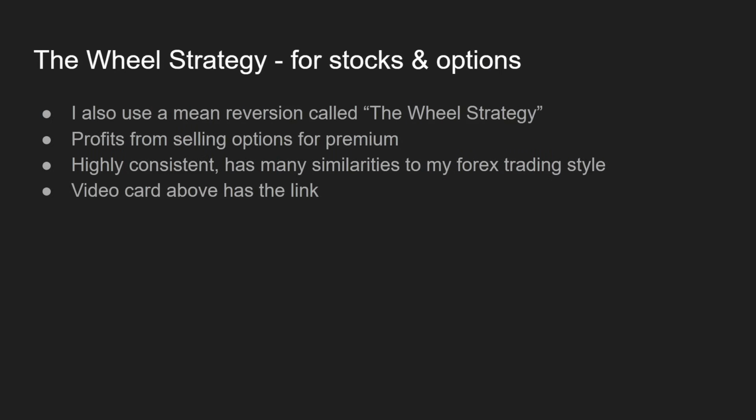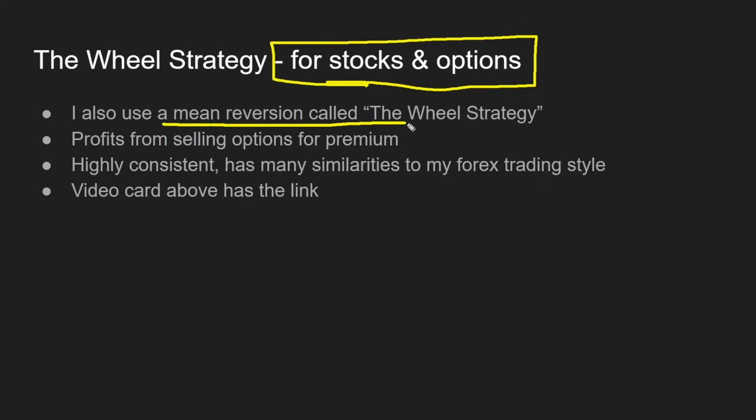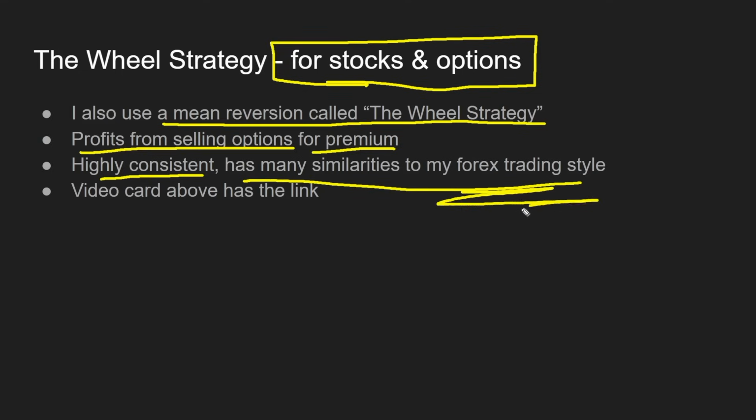Side note, I also do this in stocks and options, but it is a slightly different variation. In the stocks and options world, I use a mean reversion strategy called the wheel strategy. You may have heard of this before, but it basically profits from selling options. Instead of buying calls and puts, it sells options for premium. It's highly consistent and has many similarities to what we're talking about here with the dollar cost averaging strategy in Forex.